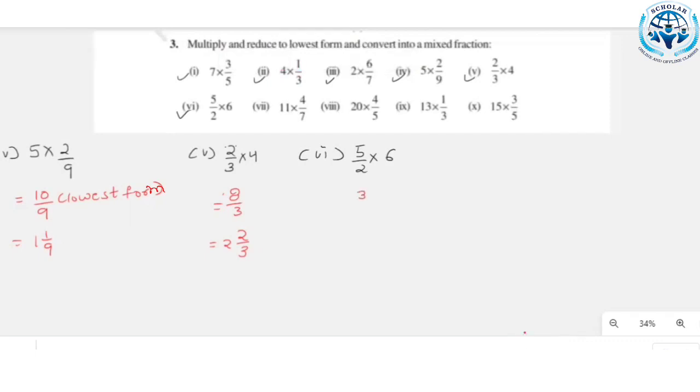5 by 2 into 6, 6 5s are 30, 30 by 2, the answer is 15. When we divide 30 by 2, we get 15. It is the lowest form and it is a whole number.